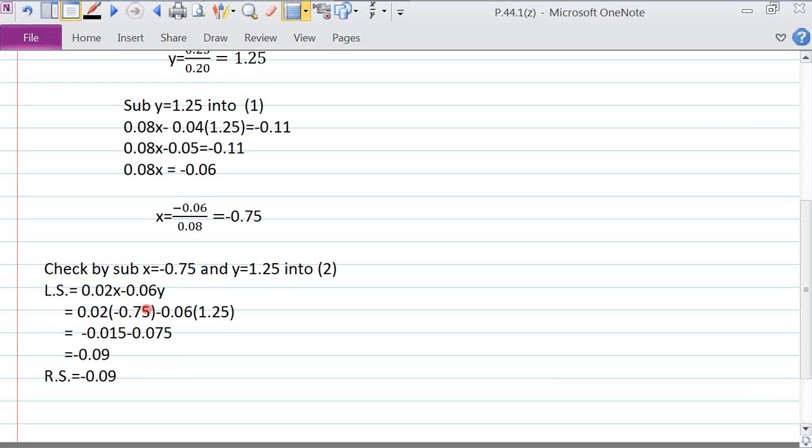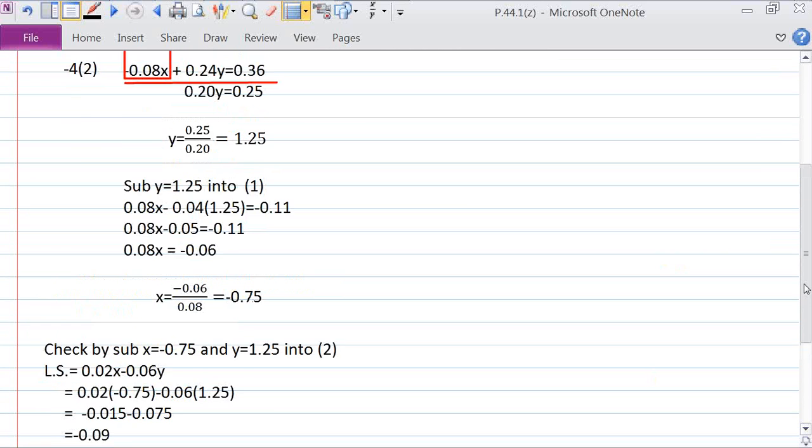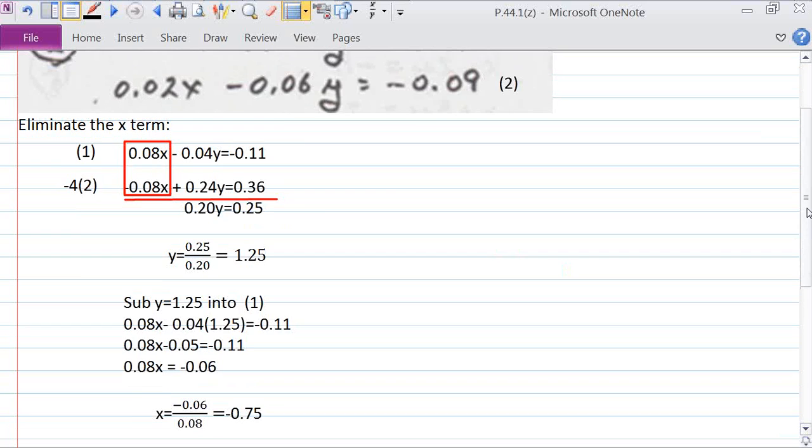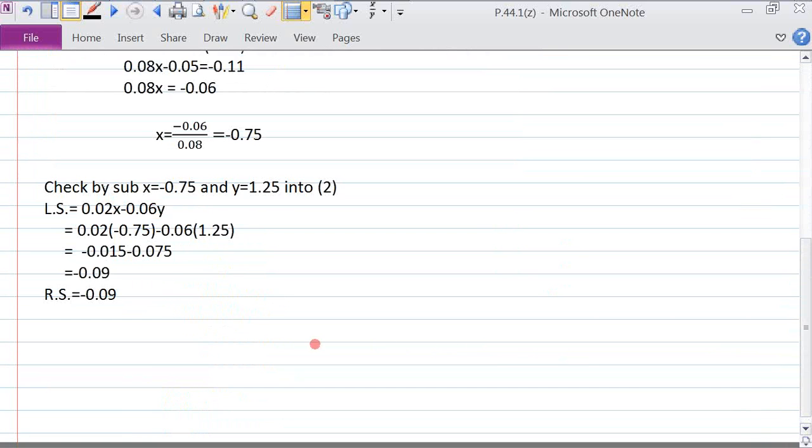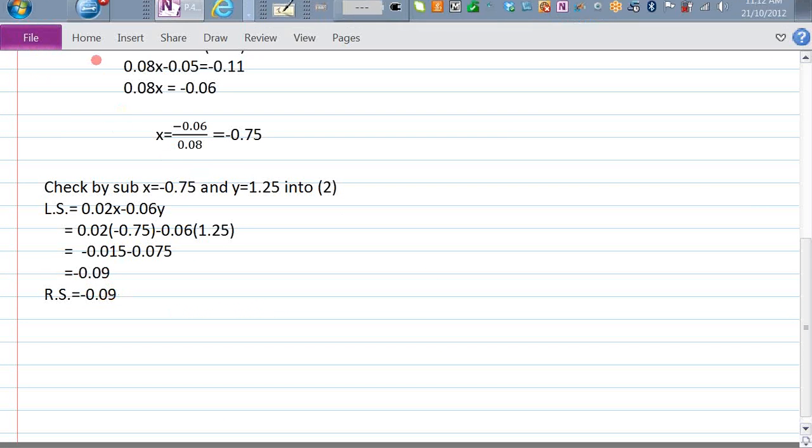And when I multiply these two numbers together, I get minus 0.15. And when I multiply 0.6 times 1.25, I get minus 0.75. When I add these two numbers, minus 0.15 minus 0.75, I get minus 0.9. And the right side of equation 2, if you go back, you'll see right here is minus 0.9. So the left side is minus 0.9 and the right side is minus 0.9.